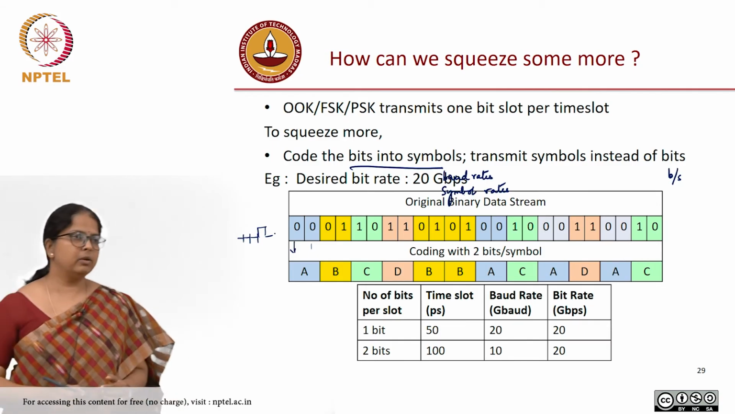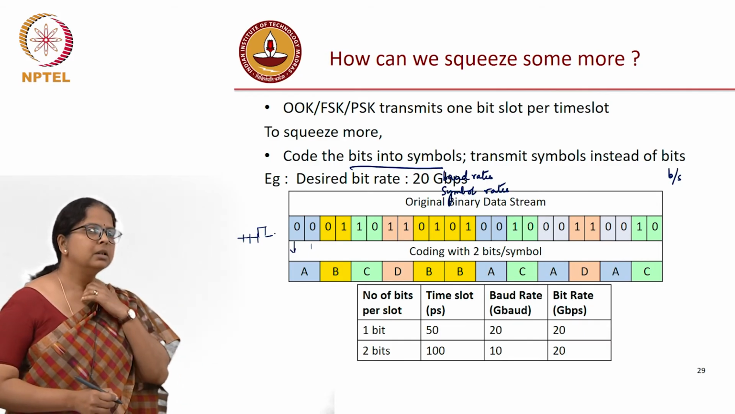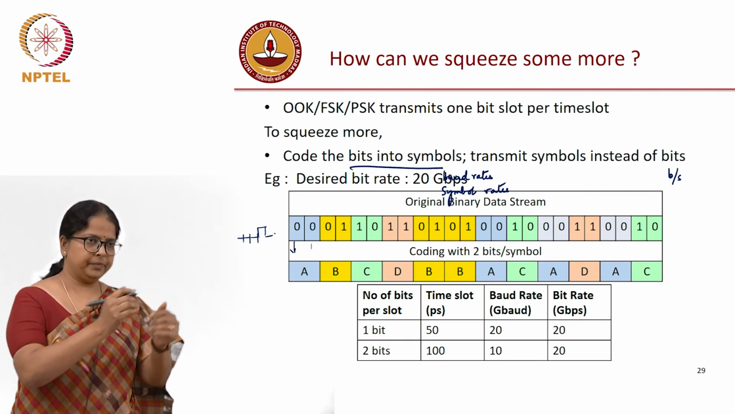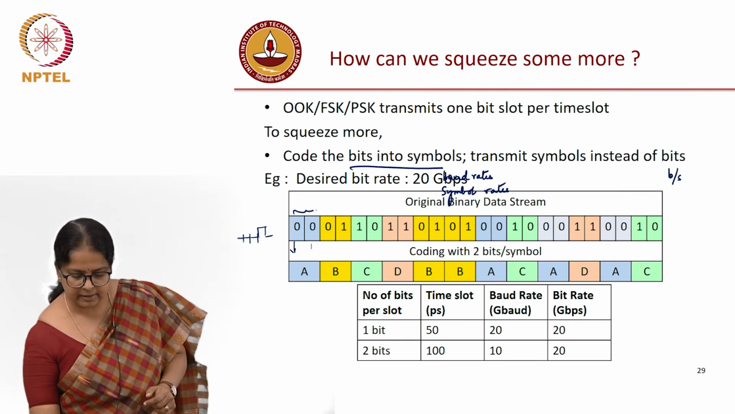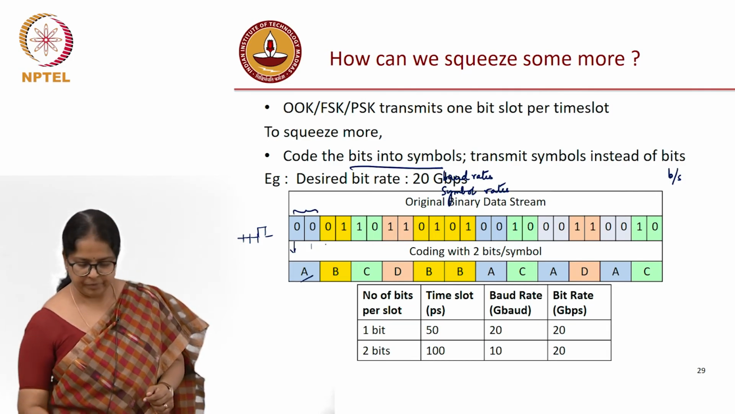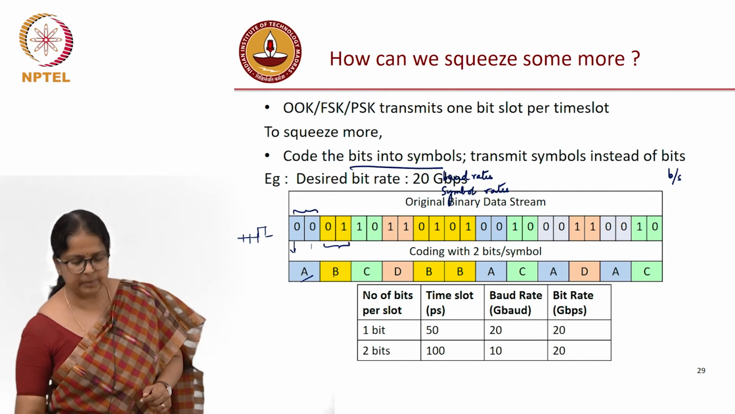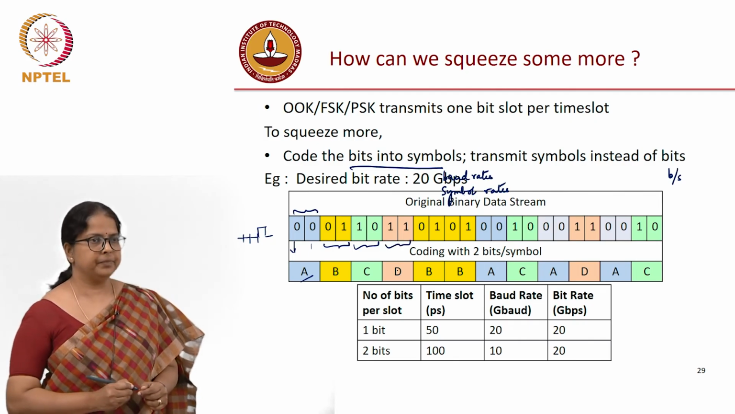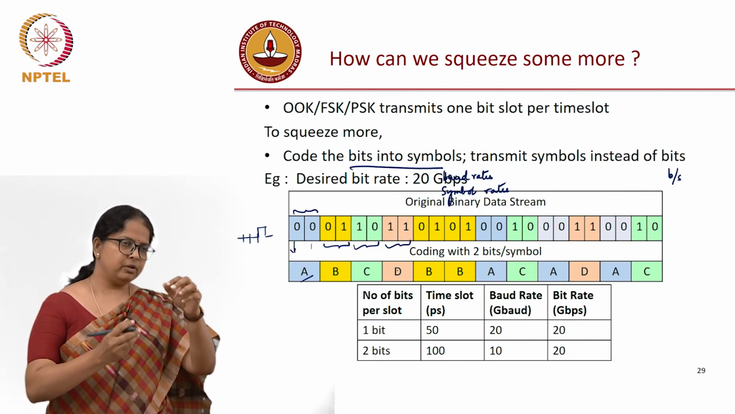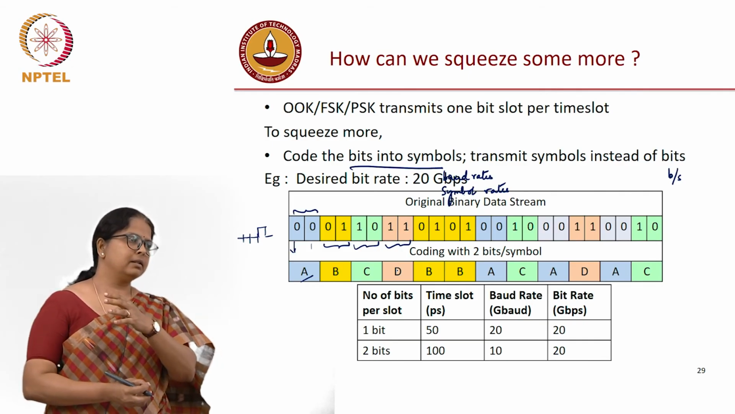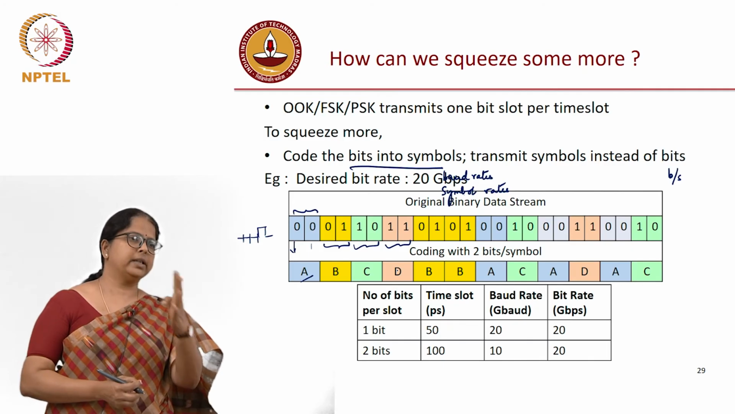But instead, what am I trying to do now? I am trying to squeeze more bits in one bit slot. So, I decide that 0, 0, let me represent by symbol A, 0, 1, let me represent by symbol B, 1, 0, let me represent by symbol C, 1, 1 represented by D. So, instead of 2 unique values that I am transmitting, now I have 4 unique values I need to transmit.